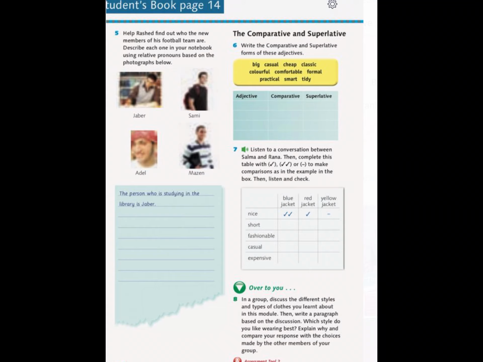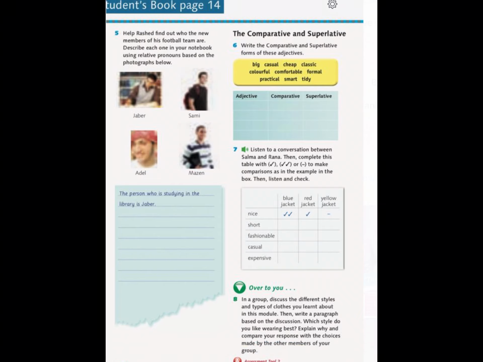So remember, we add ER to one syllable words, short words, and we add than after the adjective. For the superlative, we add the in the beginning, and we add EST to the adjective. So big becomes bigger than for the comparative. For the superlative, it becomes the biggest.